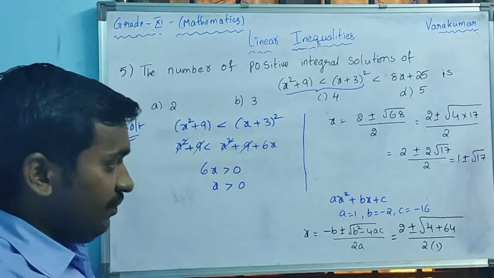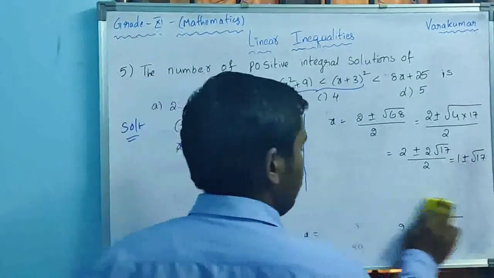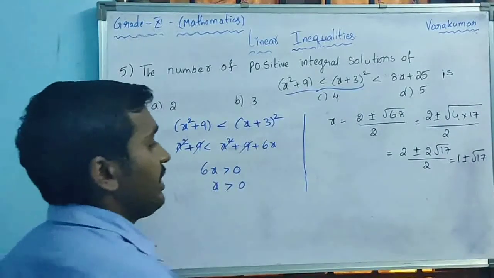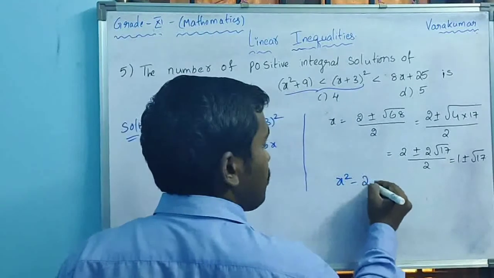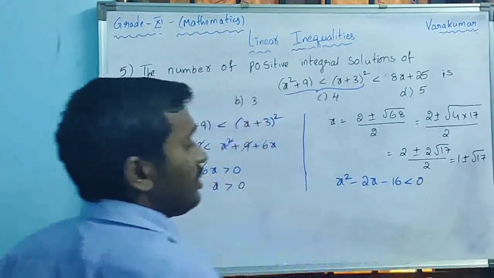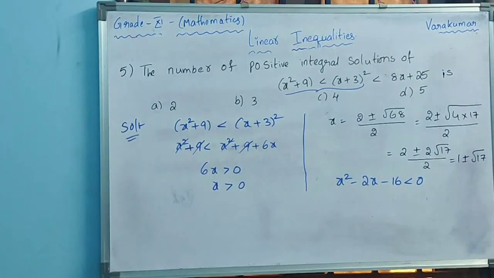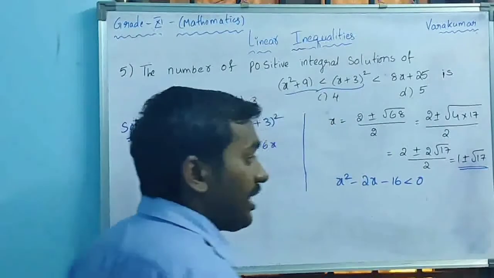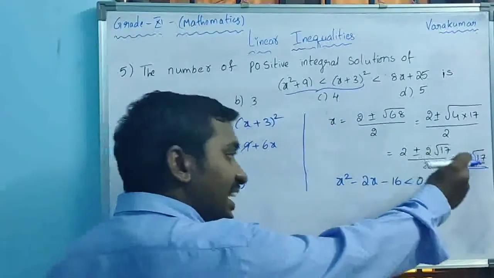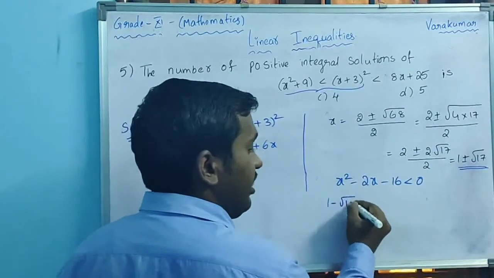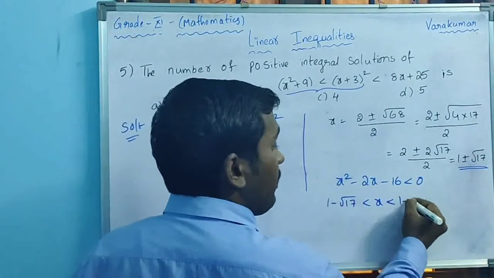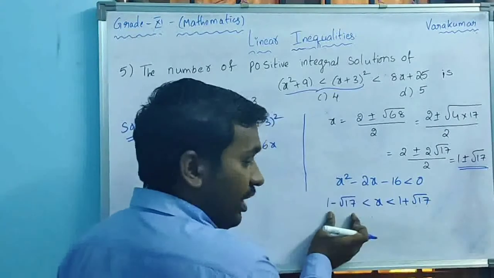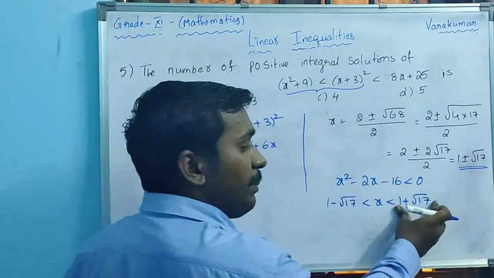Now, what are we solving? We are solving x square minus 2x minus 16 less than 0. The x values we got are 1 plus or minus root 17. Since the expression is less than 0, the value of x lies between 1 minus root 17 less than x less than 1 plus root 17.